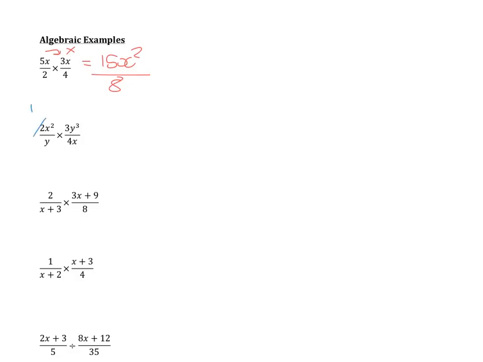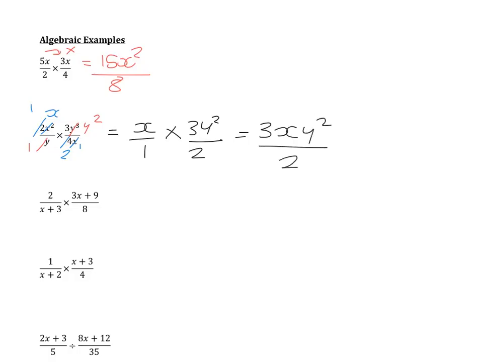We can divide by 2 to give 1, 4 divided by 2 is 2, and we can also cancel down this x squared into an x and this x into a 1. We can also simplify 3y cubed and y: y divides by y to make 1, 3y cubed divides by y to give us y squared. So if we write out what we are actually left with, we have x over 1 multiplied by 3y squared over 2, the answer to which is 3xy squared over 2.